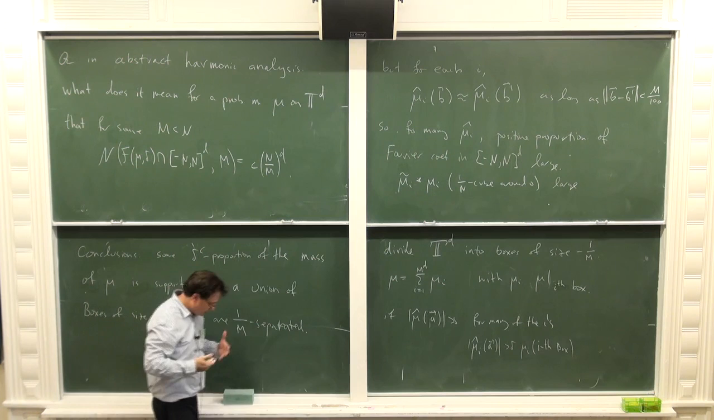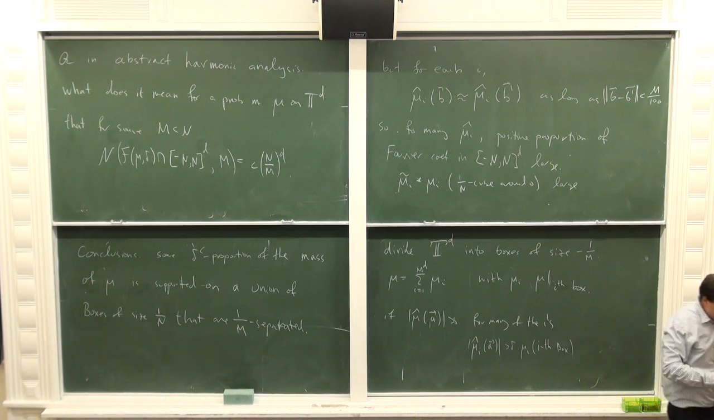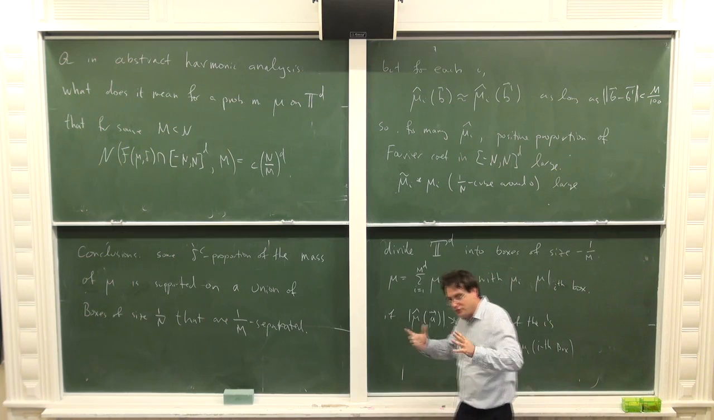my measure mu that somehow I get is not just any measure. I get it itself by convolving some measure with my matrices in SL2. So it's some kind of operation which tends to diffuse things. And it's quite inconceivable that after I diffuse things for a long time, they would still be so much separated.